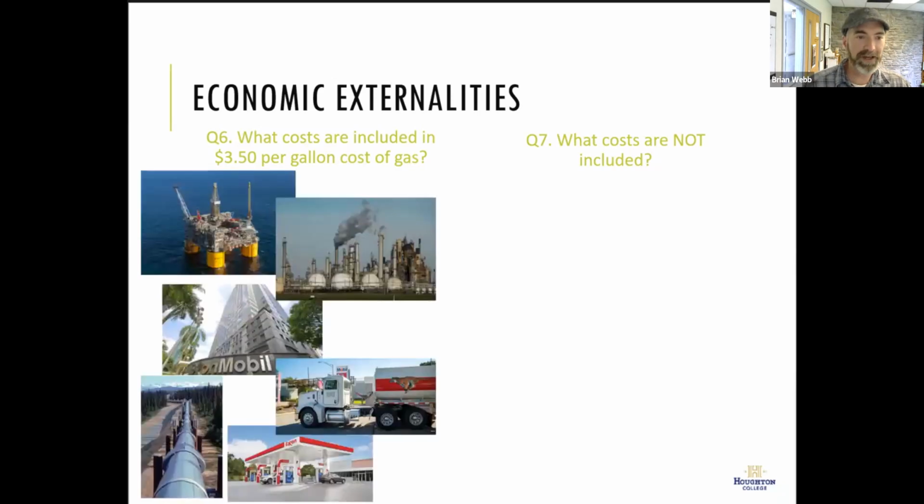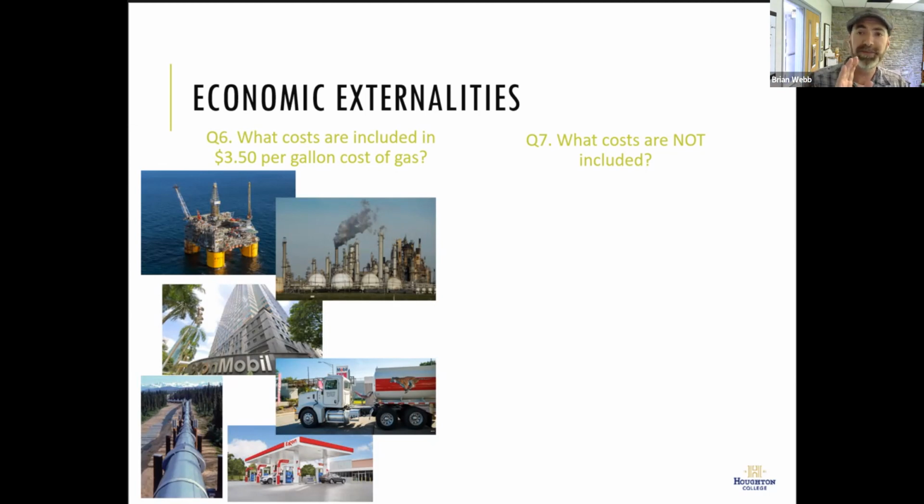Okay, hopefully you thought of things like these. So the cost of extracting that petroleum from the ground or from the ocean is included in there. Refining costs, that petroleum has to be refined so that it can be used. That's included. And there are the corporate costs for the company, for Exxon, to run their headquarters and to heat their building and to employ all of their employees. And the cost of transporting that, whether it's through a pipeline or through a truck to get to the gas station. And then finally, the cost of running the gas station and the convenience store.